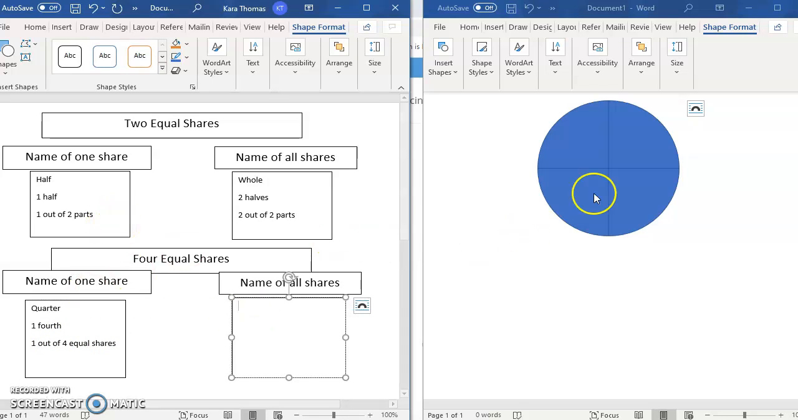If I divided my pancake into 4 pieces and I took all 4 of the pieces, we call that a whole. We can call it 4/4 because remember, we have 4 pieces. So if I have all 4 of them, or we can call it 4 out of 4 equal shares.